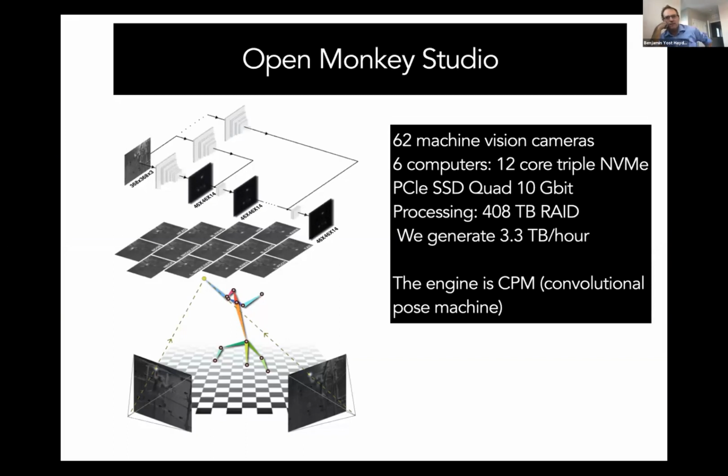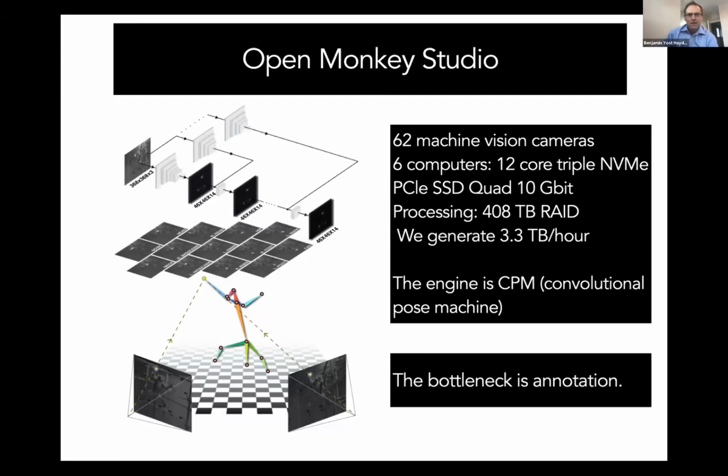And at the heart of it is a convolutional pose machine. A CPM is basically not too different from what DeepLabCut is. There are several of these out there in the academic sphere, and we use CPM for a couple reasons, but ultimately it's a similar thing. What really differentiates OpenMonkeyStudio is all the stuff that's on top of that. And the main thing that's on top of that is solving the annotation problem, which is really the most difficult problem.